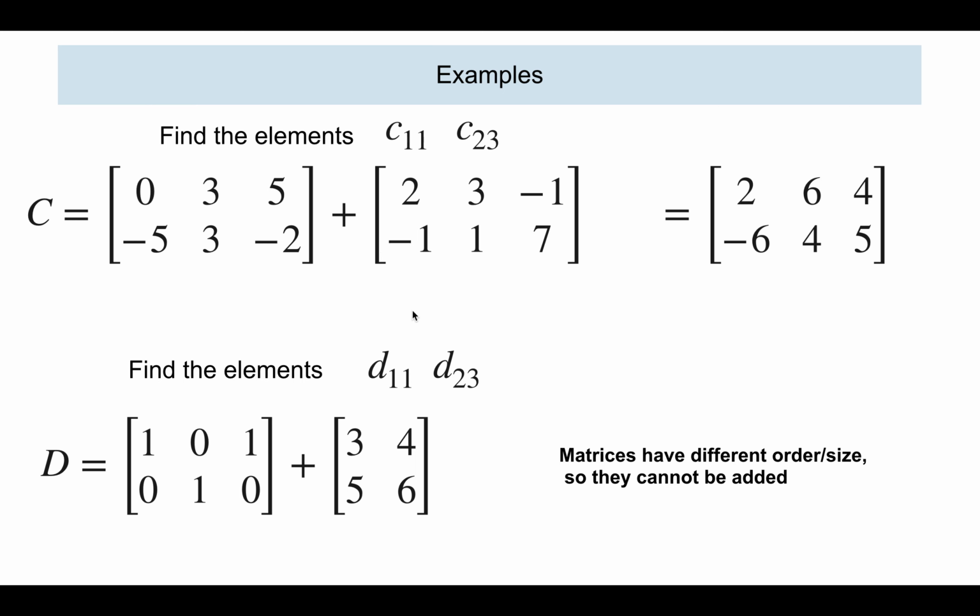Okay. So now what about this case? I'm calling the matrix D. I just didn't want you to get confused between C and D. You've got this matrix here plus this matrix here. Can you find D11 and D23? And the answer is really simple. I've written it right here. The order of this is different. This is a 2 by 3 matrix. This is a 2 by 2 matrix. So you can't add them, right?